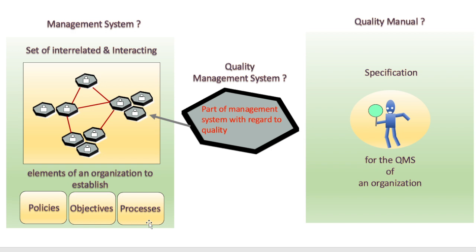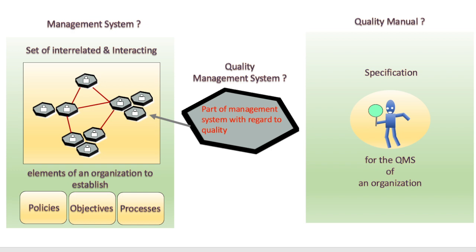So you need to have some elements which are interrelated and which interact to achieve all those things. So you can say it is a set of interrelated and interacting elements of an organization to establish policies, objectives and processes, which is simply called a management system. And if it is related to quality, then you can say quality management system. So it's a part of the management system with regard to quality. And if it is related to safety, you can say safety management system. If it is related to the environment, you can say environment management system, whatever.